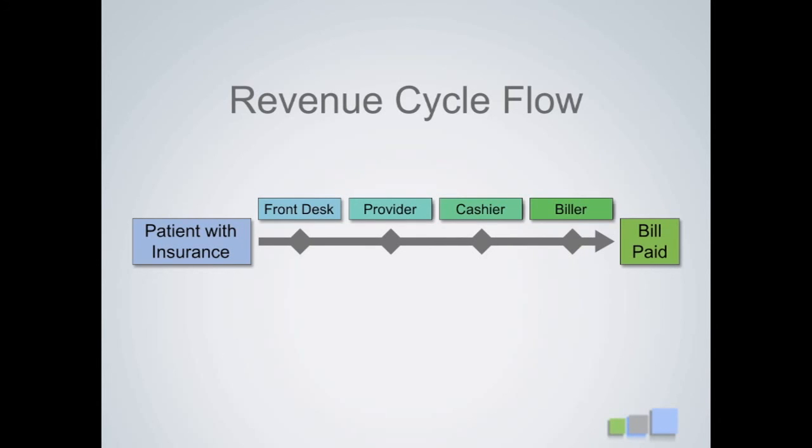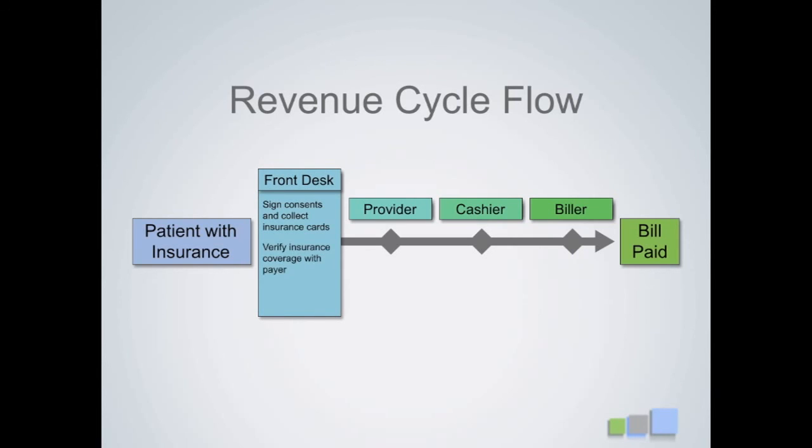In an ideal clinic setting, a patient with insurance would come into our clinic and approach registration, shown on the slide as front desk. They'll fill out forms, sign consents, and present their insurance card. The registration staff makes appropriate copies, verifies coverage, and explains benefits to the patient.